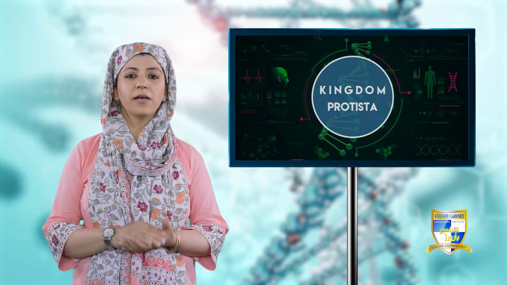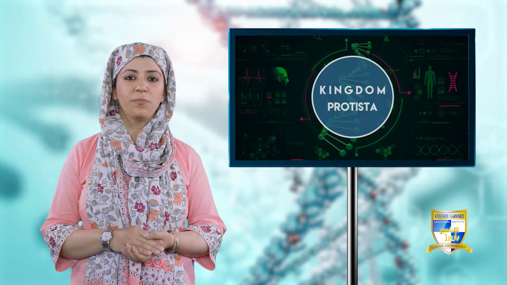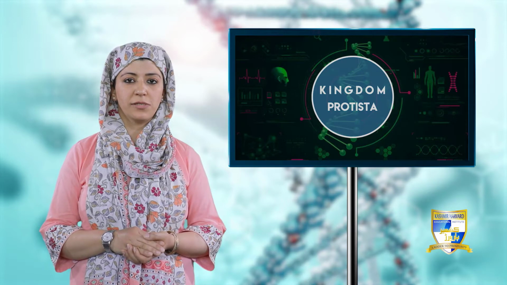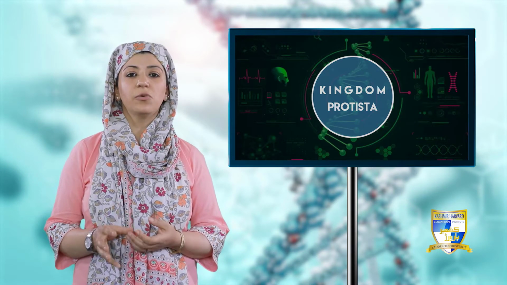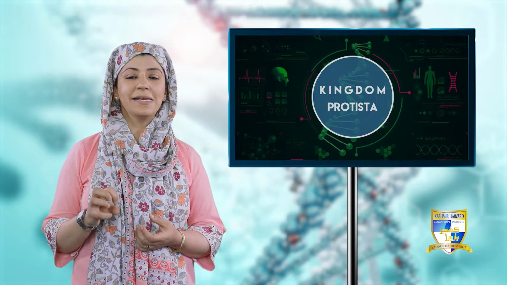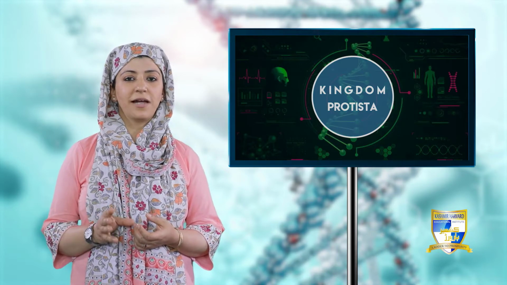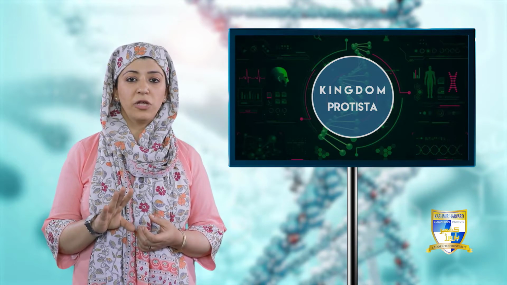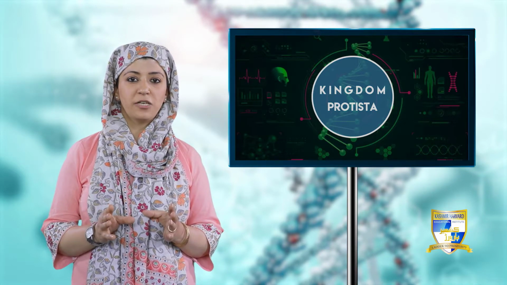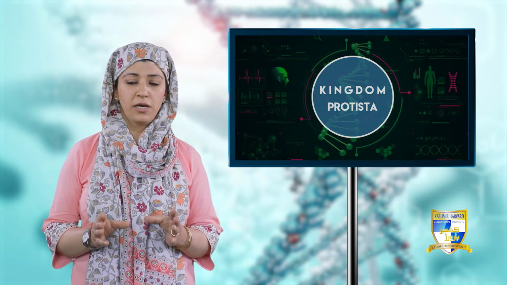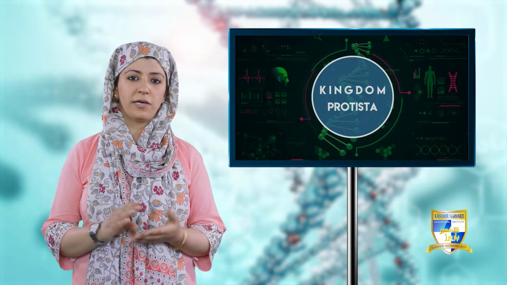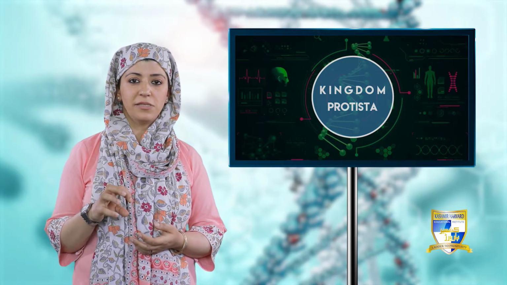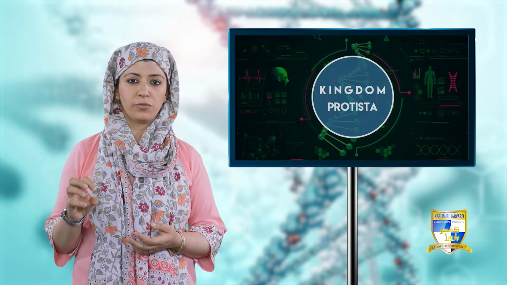Now let me talk about the general characteristics of the protozoans. Since I told you that they are unicellular organisms, that means they are single celled, but they can form colonies. They cannot form tissue. There is no tissue formation, only colonial formation. So these protozoans are unicellular organisms and can form colonies also.